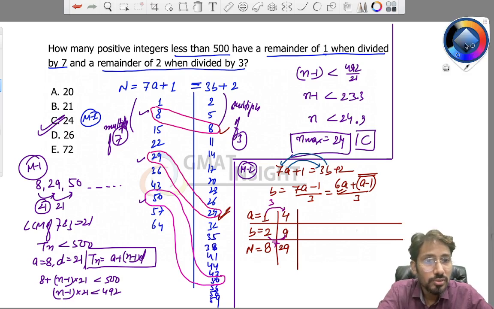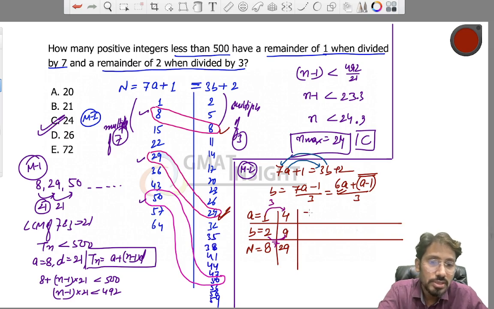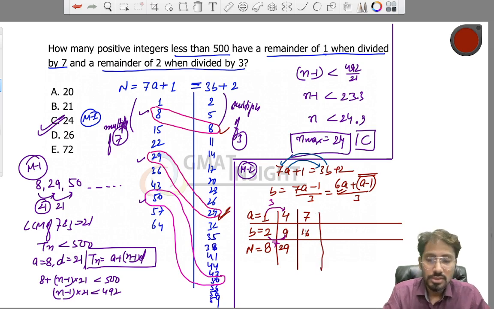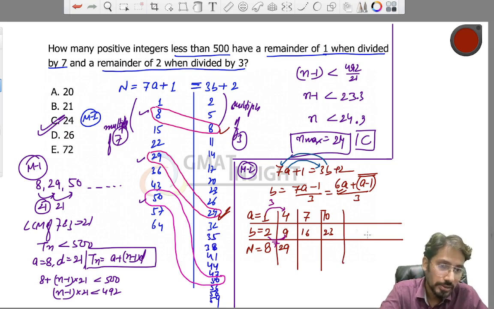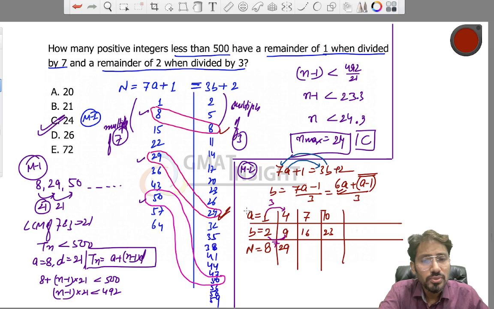That means without putting so much effort, now I know that the next value of a is going to be 7, and the next value of b in that case is going to be 9 plus 7, that means 16. The next value of a is going to be 7 plus 3, that is 10, and the next value of b is going to be 16 plus 7, that is 23. So that way I can keep on finding the solutions till the number is less than 500.